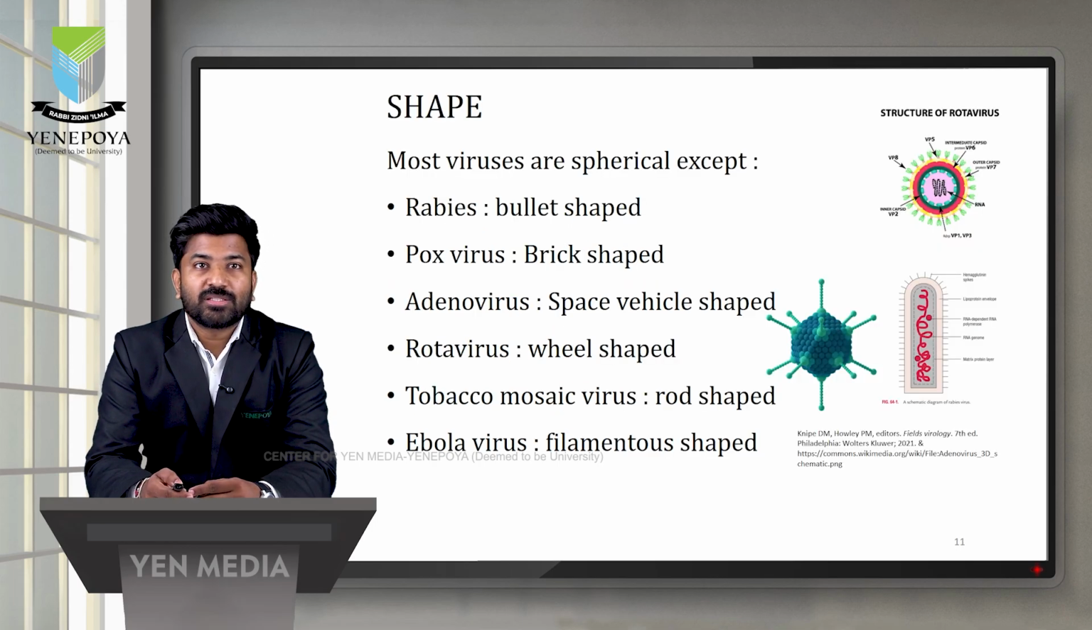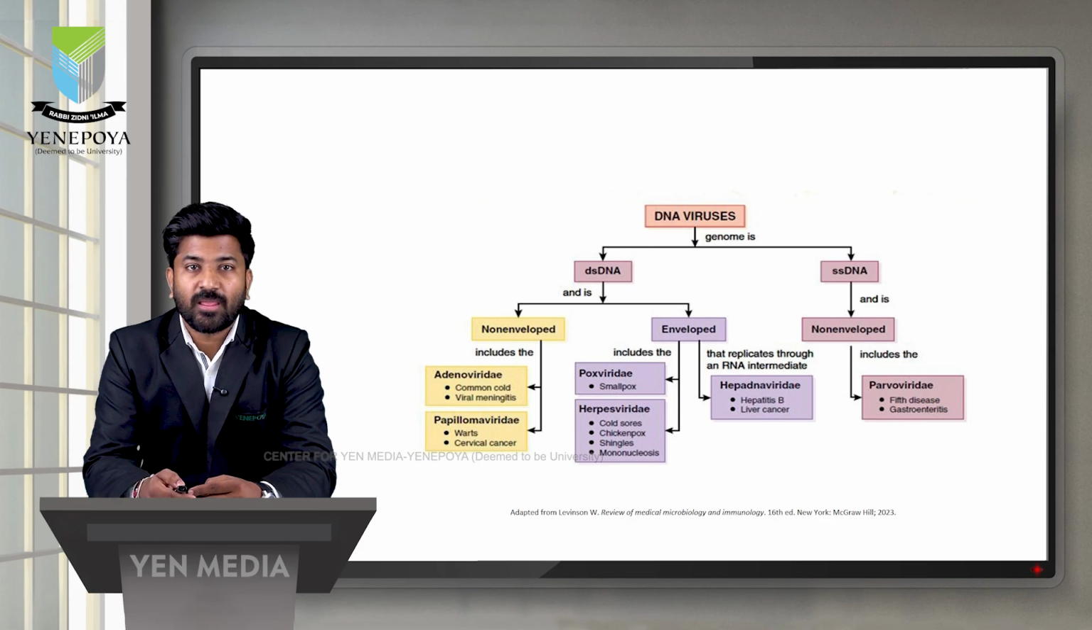Looking at the shape of the viruses, most viruses are spherical in nature, but we do have rare scenarios or special conditions where certain viruses have a special shape. For example, rabies virus has a bullet shaped structure, whereas the pox virus has a brick shaped structure, adenovirus has a space UFO kind of structure, rotavirus has a wheel shaped structure, tobacco mosaic virus has a rod shaped structure and Ebola virus has filamentous structures. These structures vary based on the nucleocapsid that is present within the viruses.